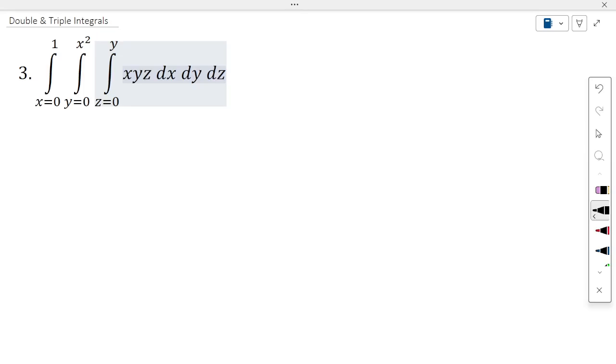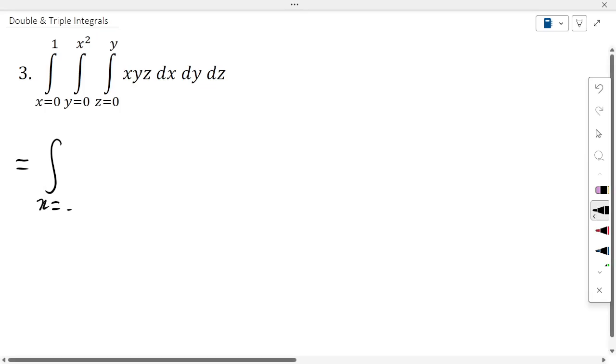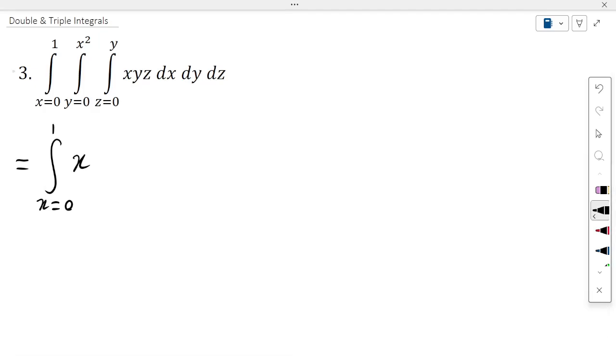Function of x, y, and z respectively. Okay, so now what we're going to do is rearrange this integral. We can actually rearrange it as the following. We're going to begin with x equals 0 to 1, and then we're going to have x over here, because we're going to take the x all the way to the x integral.